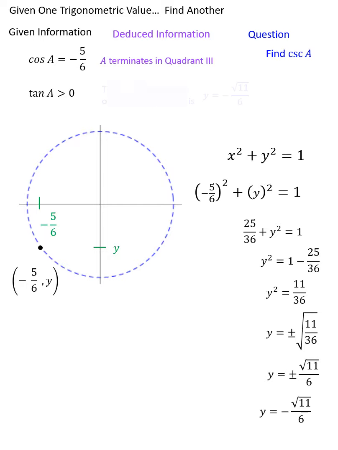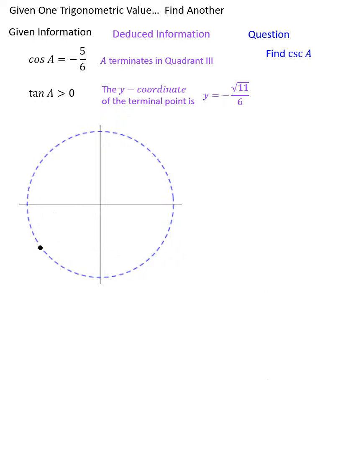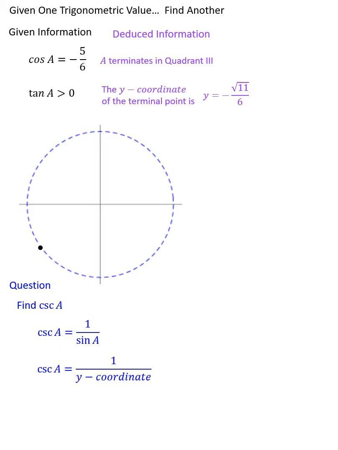So all this algebra fills in my deduced information column. I now know that the y-coordinate of the terminal point is negative radical 11 over 6. So on to the question of finding the cosecant of A. The cosecant is 1 divided by the sine by its very definition, which is the same as 1 divided by the y-coordinate of our point. But we just figured the y-coordinate of our point.